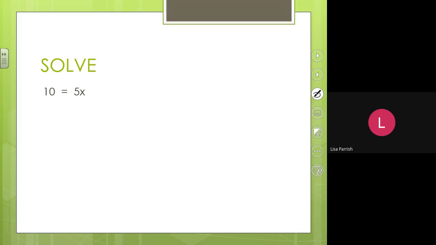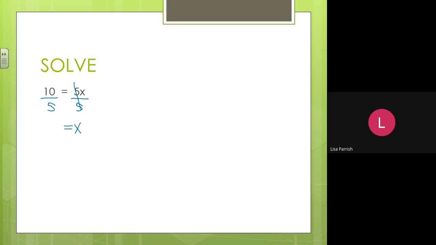So put your little line there showing you're going to divide. Now think about what number we're going to use. Remember, look at the number that is attached to the variable. Look at your coefficient. So we're going to divide both sides by 5. Sorry, my board's starting to act up. Divide both sides by 5. That's going to cancel out, and you're left with the x. And what is 10 divided by 5? 10 divided by 5 is 2. So my answer would be x equals 2.